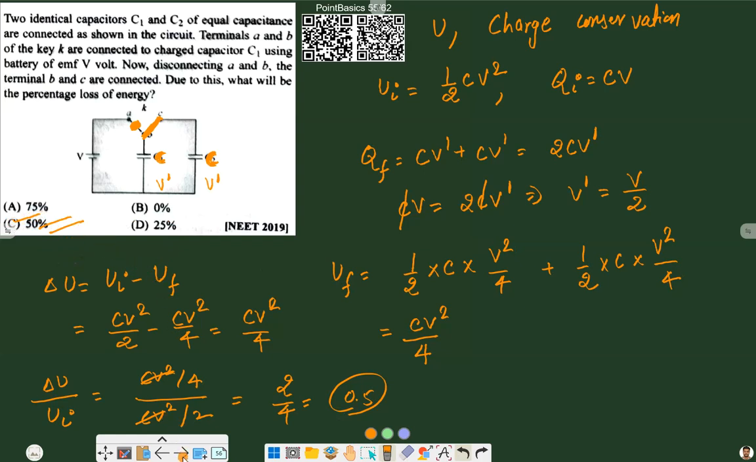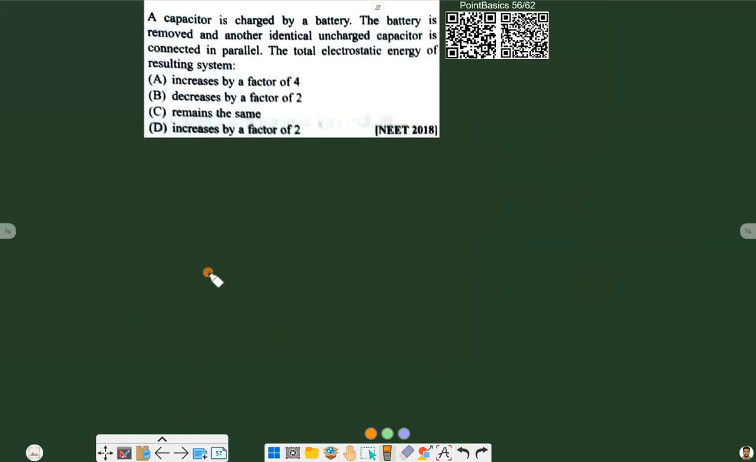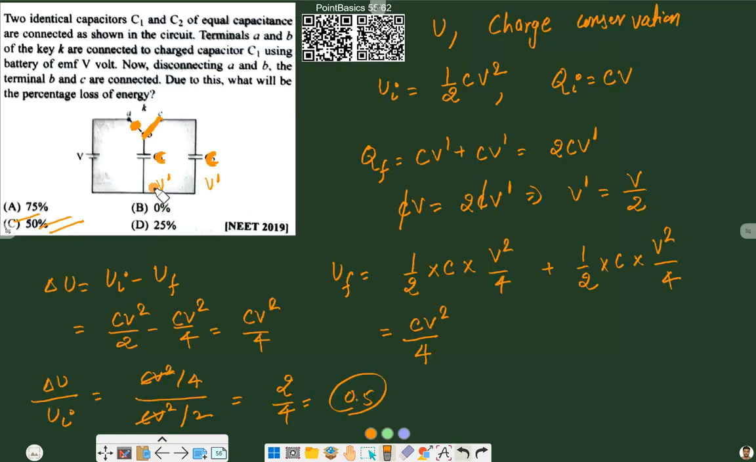Moving to next question. A capacitor is charged by a battery, the battery is removed and another identical uncharged capacitor is connected in parallel. The total electrostatic energy of the resulting system. And we just solved it, this is the same statement, that there are two identical capacitors, one of them is charged and then disconnected from the battery and then connected in parallel with the second uncharged capacitor. This is the same scenario.